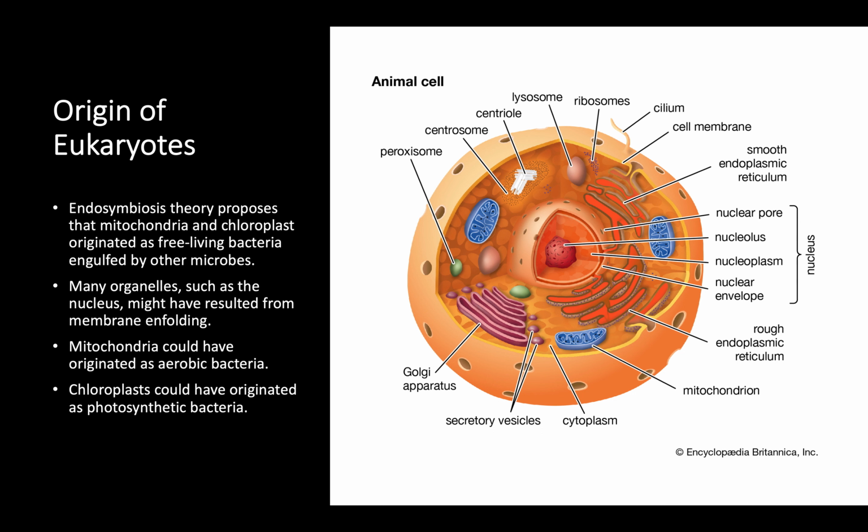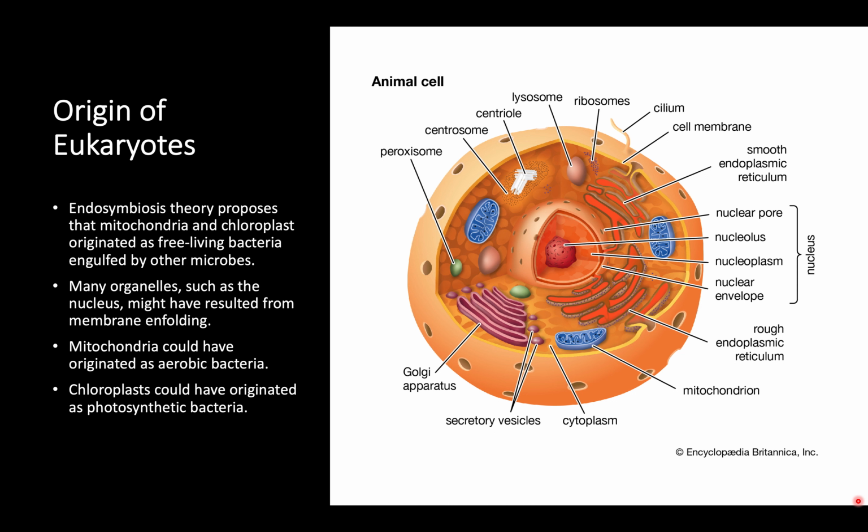Okay, so now let's talk a little bit about the origin of eukaryotes. So those are the animal cells that we've talked a lot about this semester. So endosymbiosis theory proposes that mitochondria, the powerhouse of the cell, and chloroplasts, where chlorophyll is stored in plants, originated as free-living bacteria engulfed by other microbes, which we talked about in the previous slide. Many organelles, such as the nucleus, might have resulted from membrane enfolding, so membranes folding in on one another.